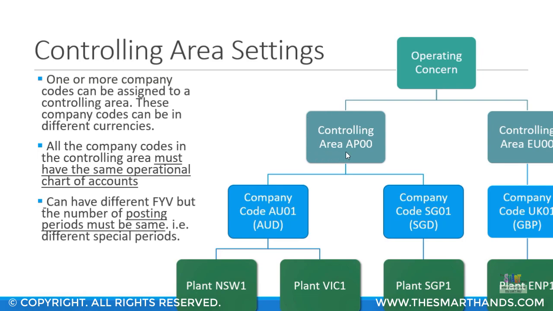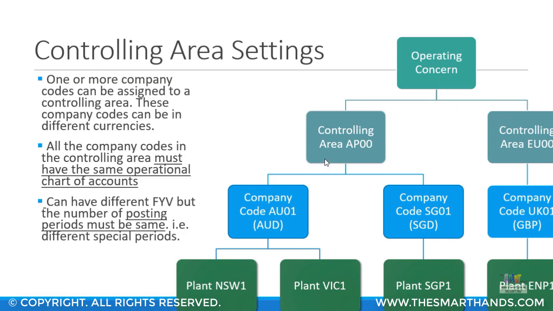You can have a controlling area based on different regions or various other global locations. In this example, I have one operating concern and two different controlling areas. One controlling area is for the Asia Pacific region, so I can have countries like Australia, New Zealand, Malaysia, Singapore, India, and so on. Then I have another controlling area for the European Union region, with Great Britain, France, Germany, and so on.